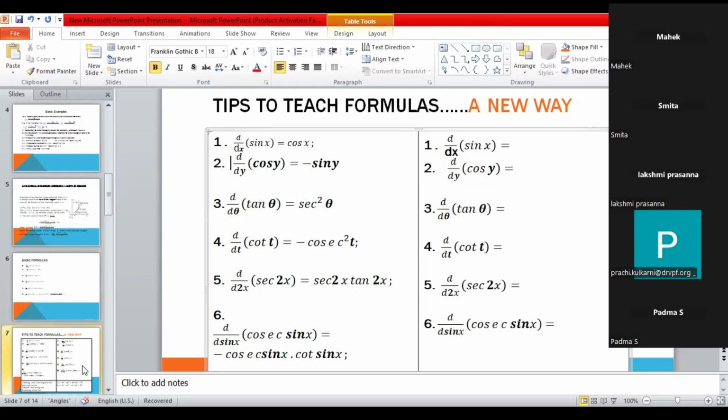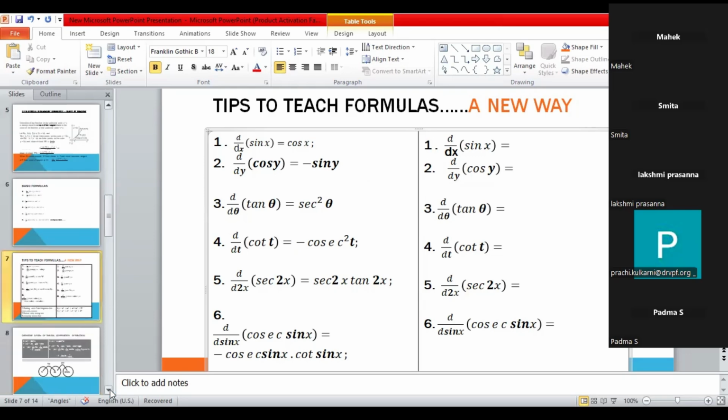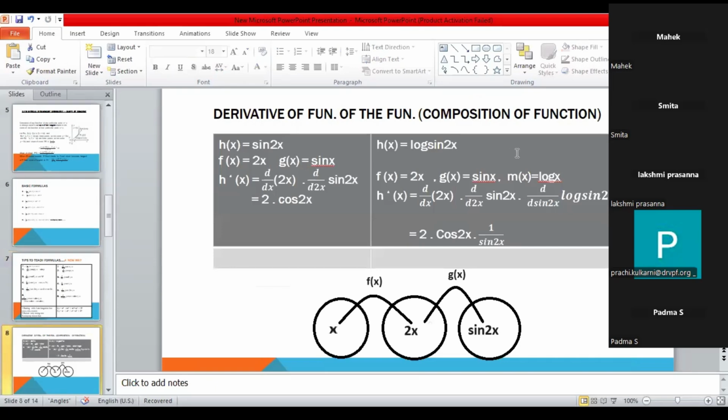Now, the next slide: the concept of composition, the derivative of a composition of functions, has been explained here. This is the topic where most of the children commit mistakes. Please understand what it is. There are two functions.